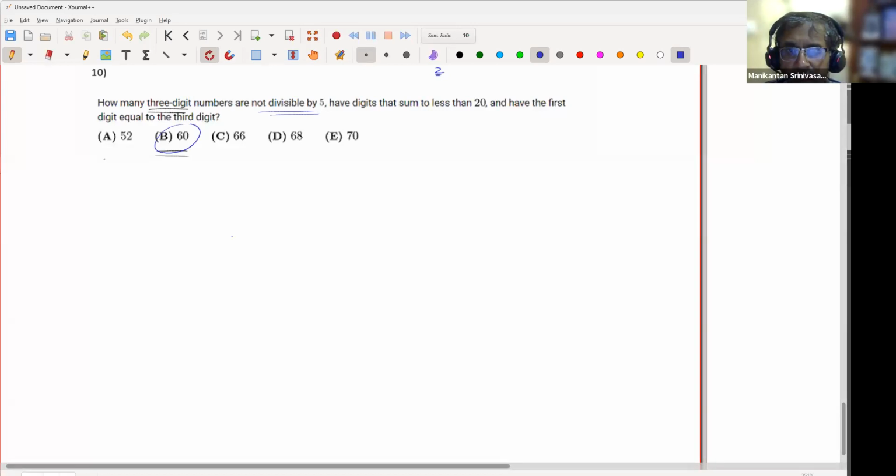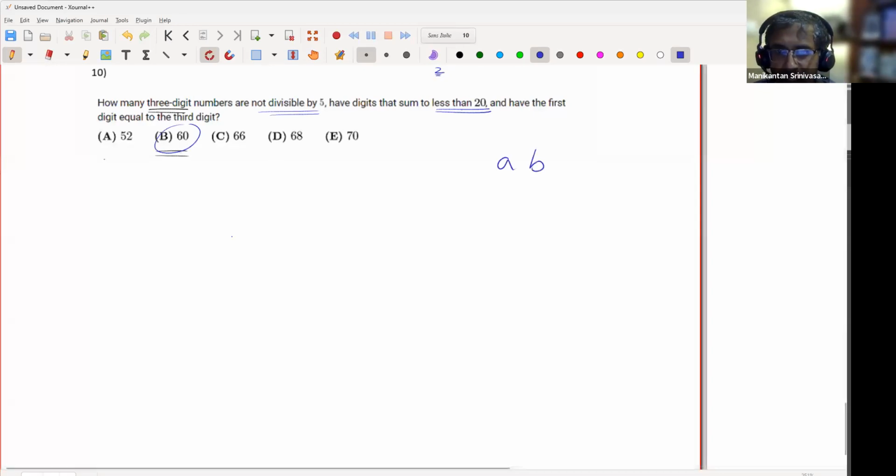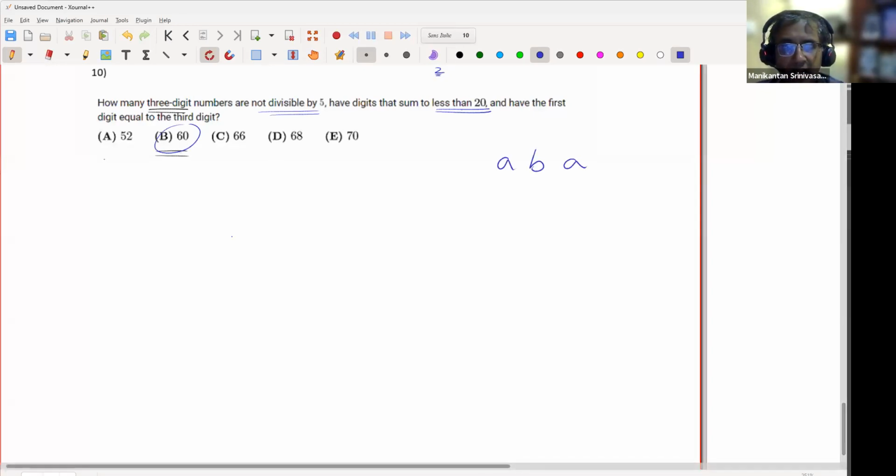Not divisible by 5, digits sum to less than 20 and have the first digit equal to third digit, which means it's a number like A, B, A, right? And the sum of the digits is less than 20 and then A is not equal to 5 or 0. Okay, so we can just loop through, right? How many numbers?